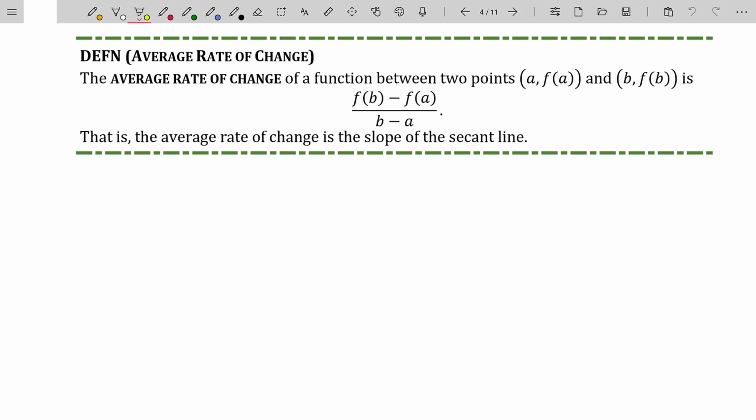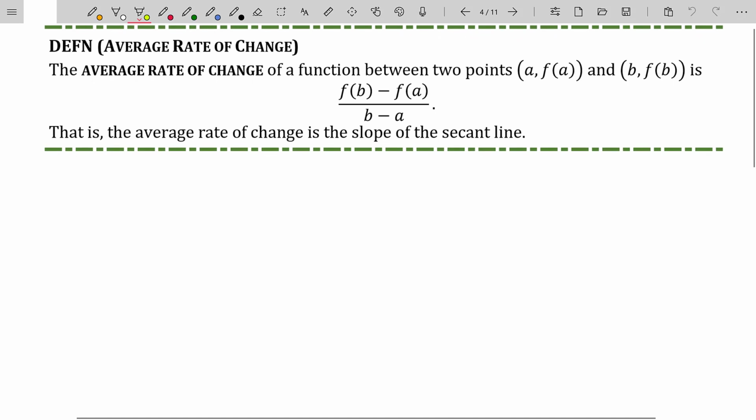You have learned this in your intermediate algebra class, your college algebra class, and your pre-calculus course. It's just the slope of a line containing 2 points. That's really the average rate of change. The definition states the average rate of change of a function between 2 points, a comma f of a and b comma f of b, is just f of b minus f of a divided by b minus a. That is, the average rate of change is the slope of the secant line.